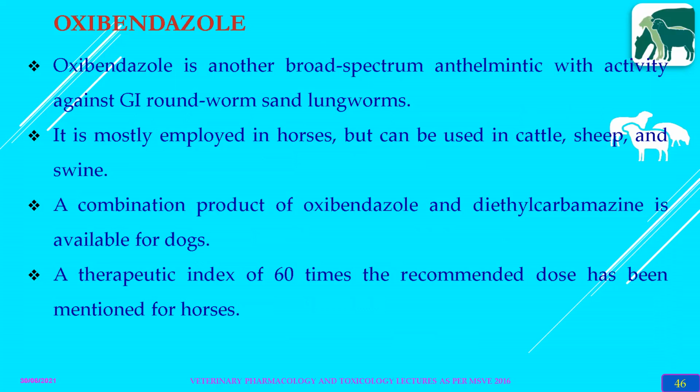Then oxibendazole is another broad spectrum anthelmintic with activity against the GI roundworms and the lungworms, and it is mostly employed in the case of horses, but can be used in cattle and other animals like sheep and swine. A combination product of oxibendazole and diethylcarbamazine is available for the dog, especially oxibendazole and diethylcarbamazine citrate, which is used for dog heartworm disease.